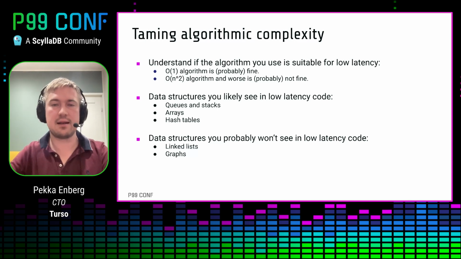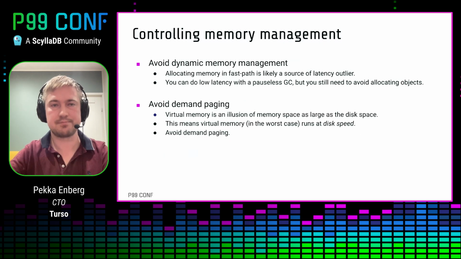But just to give you an idea of what kind of data structures you're likely to see in low latency code: queues and stacks often, arrays, except for dynamically allocated arrays, but we'll get to that in a second, and hash tables. You probably won't see a lot of linked lists and graphs in low latency code, because the algorithms that you use to operate on them typically are complex, or have high algorithmic complexity.